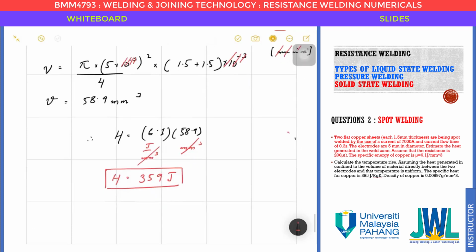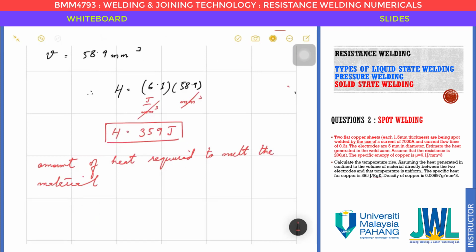What is this H? This is the amount of heat required to melt the material. Okay. So what is the heat lost? Heat lost is the amount of heat generated by a process minus the amount of heat which is used to melt the material. This is my actual heat that I should use to weld or melt the material.